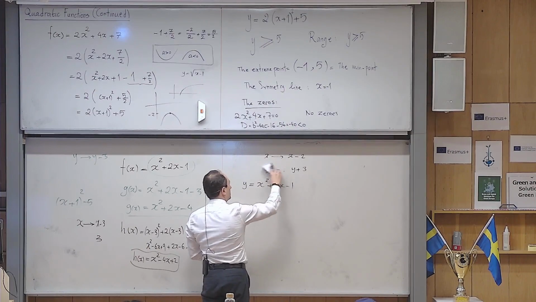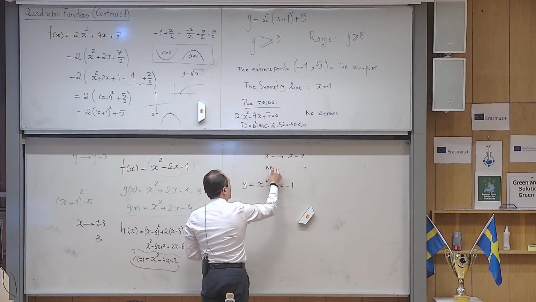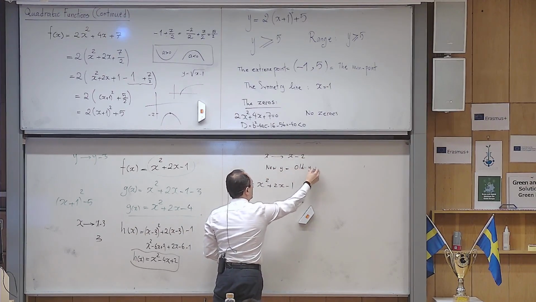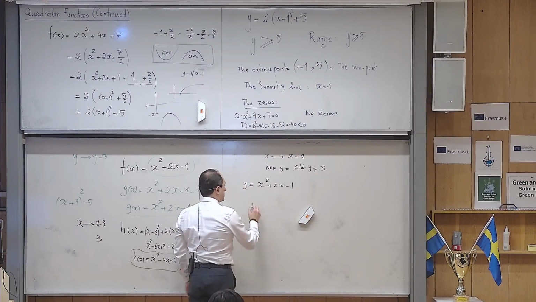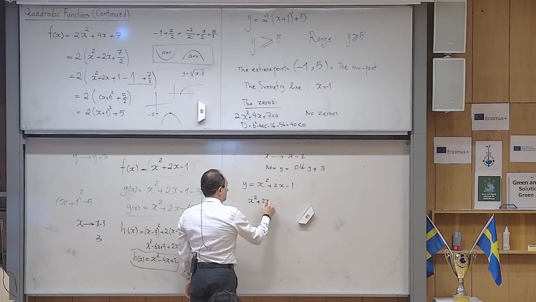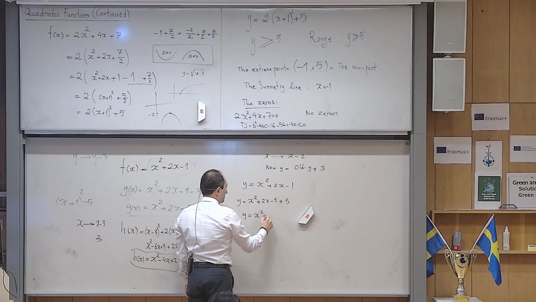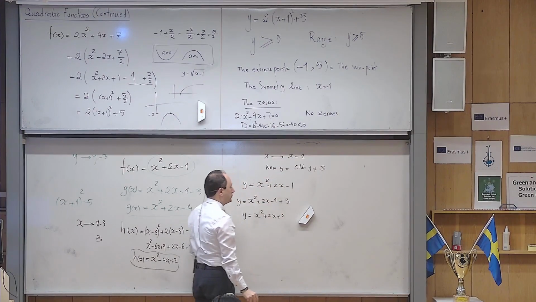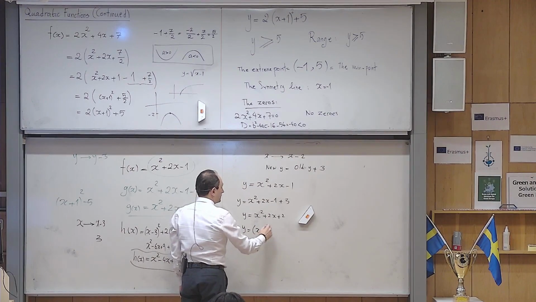So let me write it like this. New y is equal to the old y plus 3 units. So the old y is this, plus 3 units. This is the new y. I simplify them. And then I want to do this shift, or you can do it the other way around. So the answer is what? I replace every appearance of x with x minus 2.